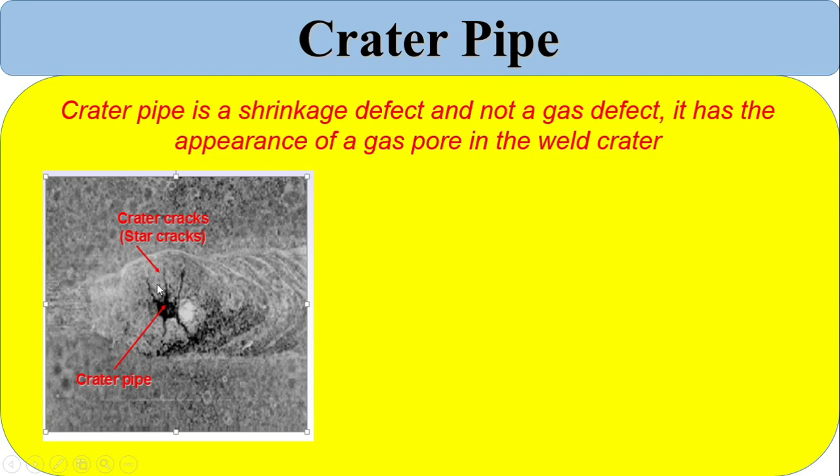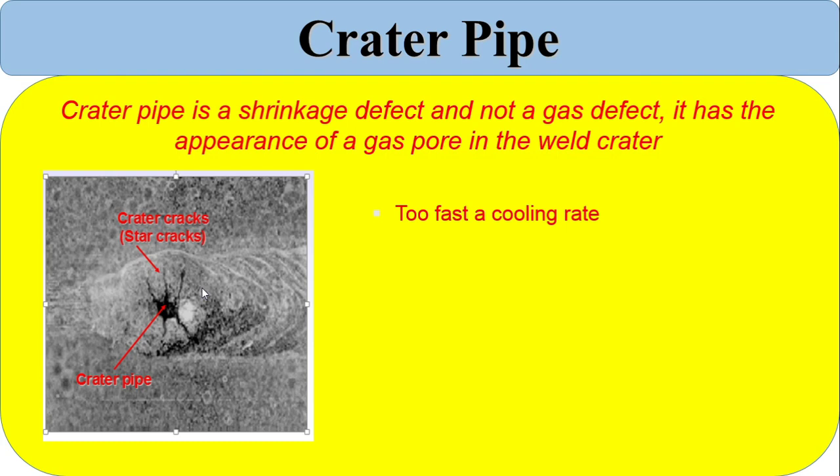In that area, crater pipe, why is it generated? When it is melted, in that area there will be sinkage, and this area will make a hole. That is called crater pipe. And what crack will be generated? Star cracks will be generated. You see 1, 2, 3, 4, 5. This type of crack is called star cracks. What is the reason? Too fast a cooling rate. If the cooling rate is too fast, then it will happen.